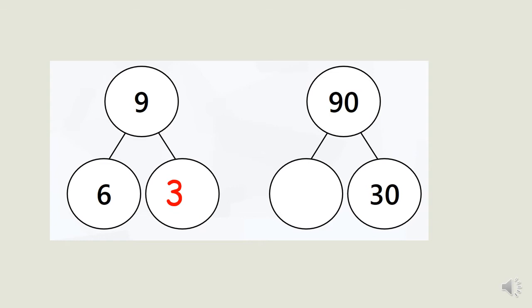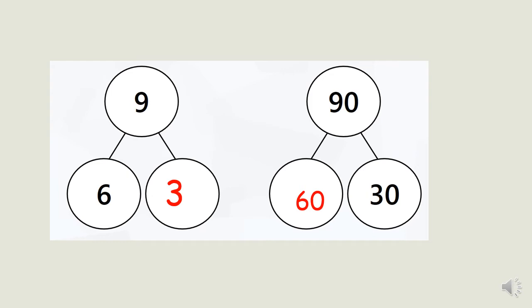Now, let's have a look at this other part whole. Now, I know that the answer is 90. The total is 90. One of the parts is 30. And what's the other part? Can we look at the other part whole on the left to give us a clue? I think we can, because all we've done is we've added a 0 on, haven't we? So what do you think is the missing part? Can you shout it out? Yes, it's 60. Well done.